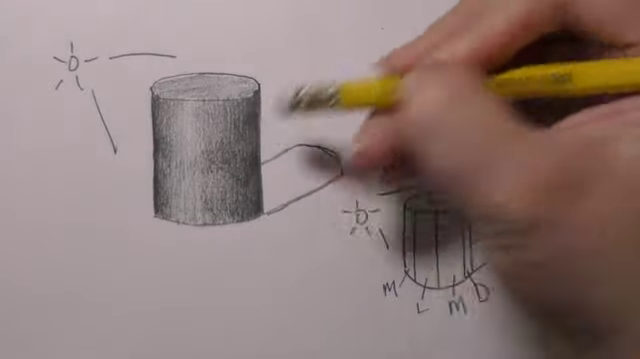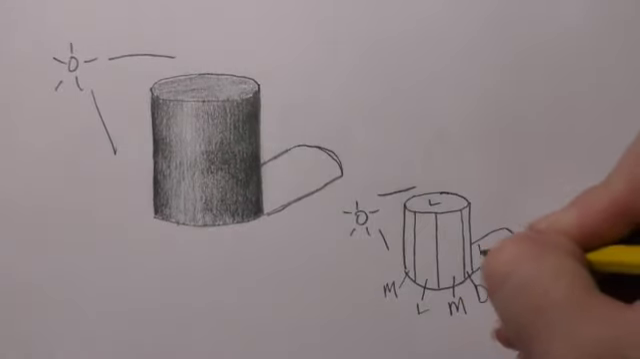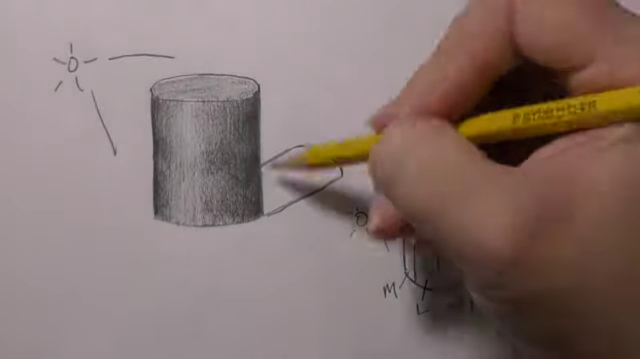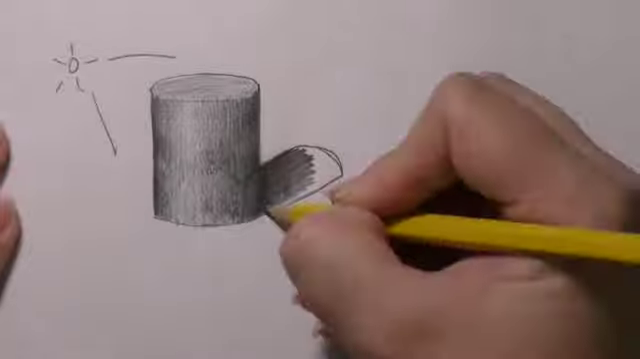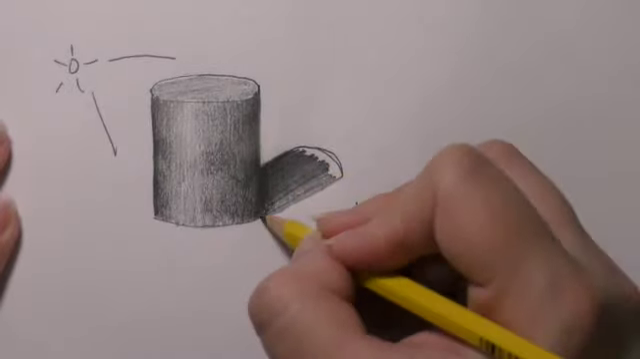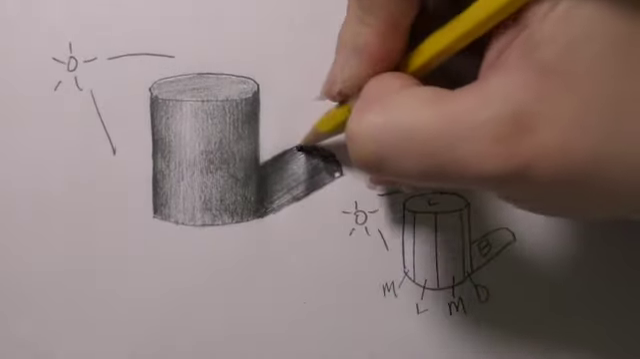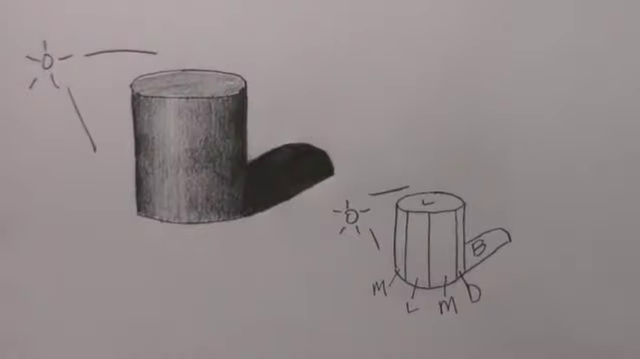Remember that the cast shadow is always going to be your darkest value. So this is black, and that's 100% value. So you'll be pressing as hard as you can on the paper without breaking the point and filling in this area with a flat 100% value.